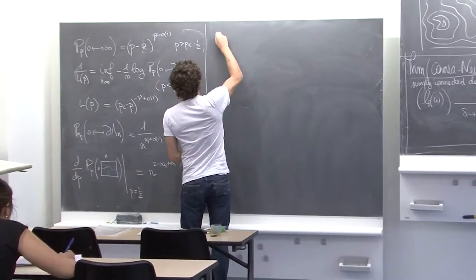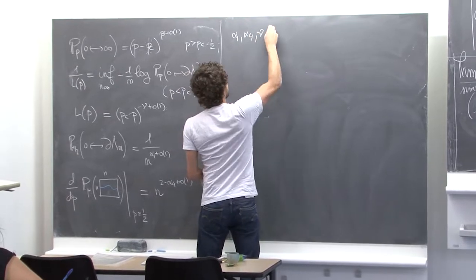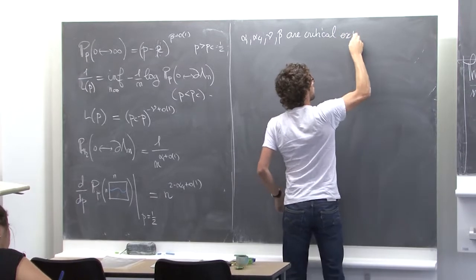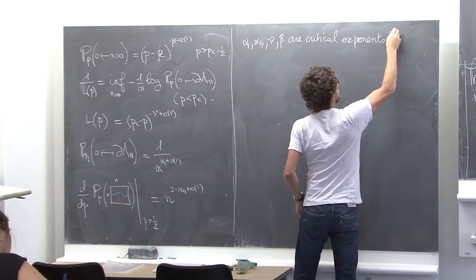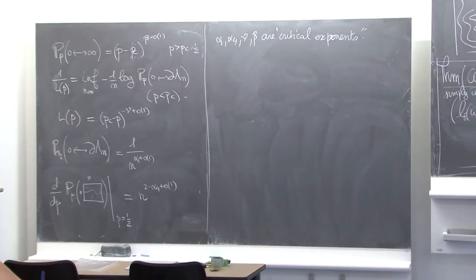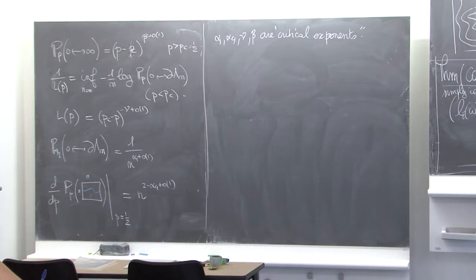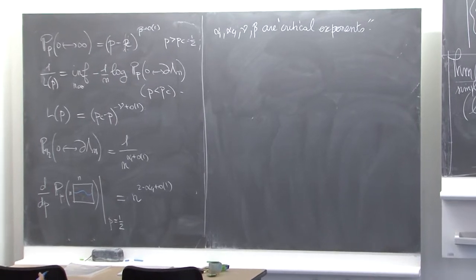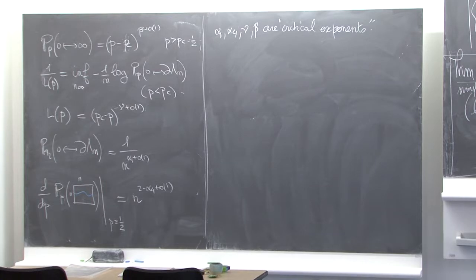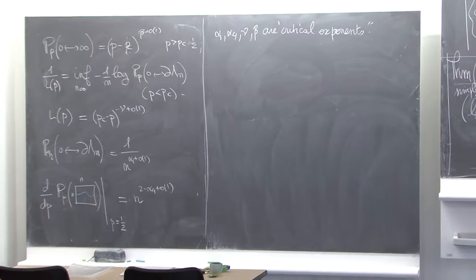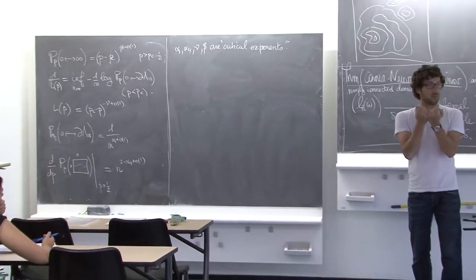But here, alpha 1, alpha 4, nu and beta are critical exponents. That's what we call a critical exponent. And notice that they are very different in nature somehow. Beta and nu are really the ones that a physicist will be interested in because they describe the phase transition. They are not at p_c. Alpha 1 and alpha 4 are the ones that in fact describe the fractal properties of the critical phase.